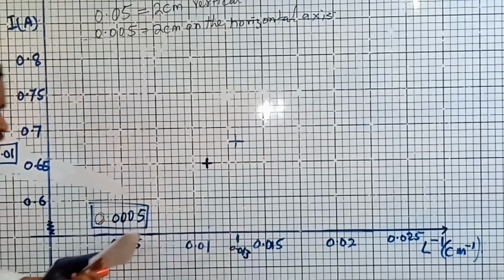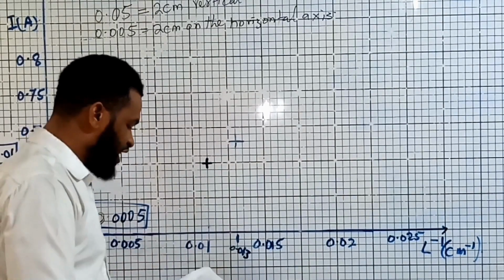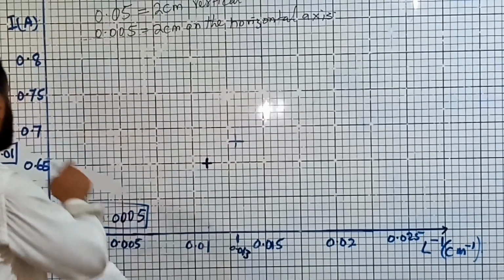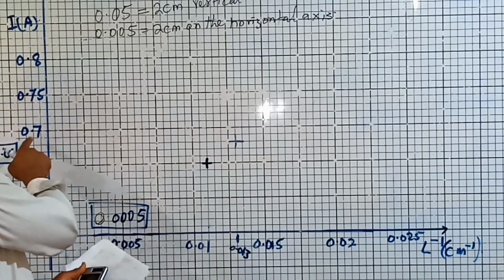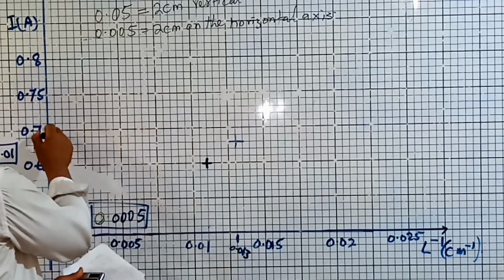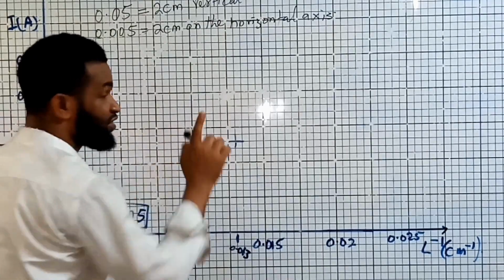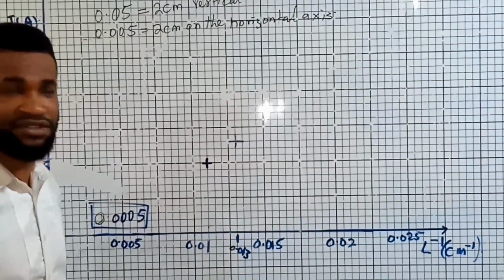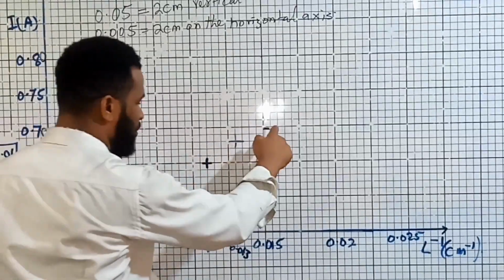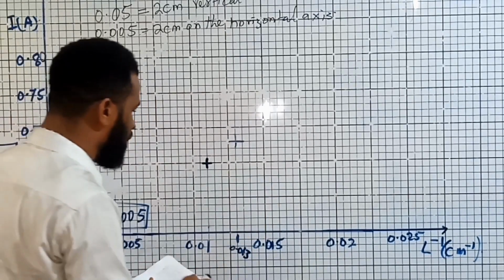That is it. Now, the next one is 0.70. 0.7 is the same thing as 0.70, so 0 should be here, 0 should be here. Then I'm looking for where it corresponds with 0.014.